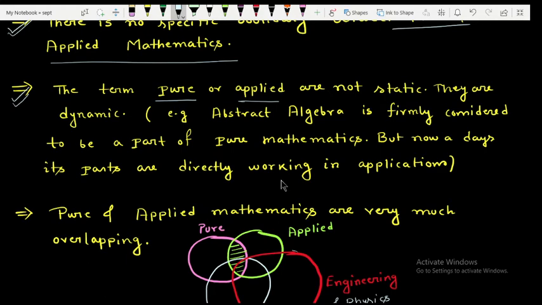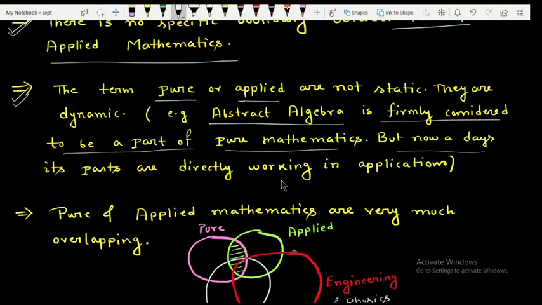As for example, abstract algebra is firmly considered to be a part of pure mathematics, but nowadays it is directly applied in the physical world. So we can say that abstract algebra nowadays is much more liberal. It is now considered as out of the box thinking.